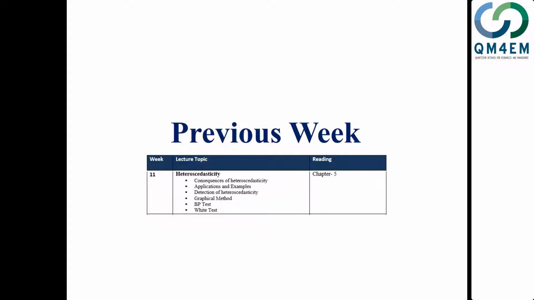Previous week we were discussing heteroscedasticity. I introduced the concept of heteroscedasticity. We discussed the consequences of heteroscedasticity. Then we saw an example. We also discussed different detection methods of heteroscedasticity, namely the graphical method, the BP test, and the White test. I will quickly give you an overview of one slide each on these topics, and then I will proceed to the new topic.